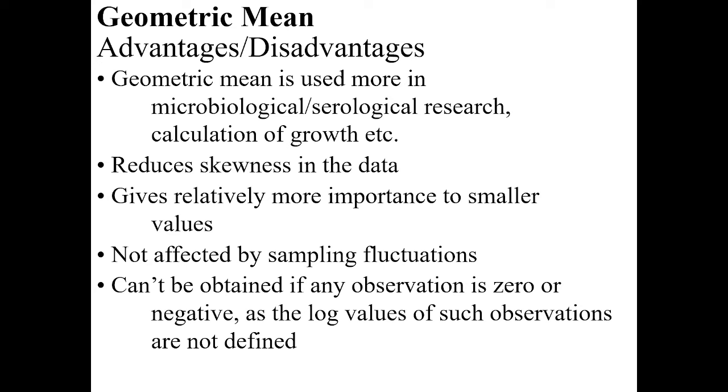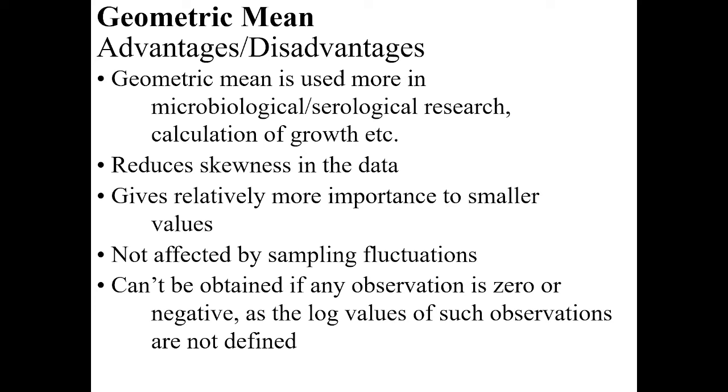So now we will talk about the advantages and disadvantages of the geometric mean. It is used more in microbiological, serological research or even calculation of growth. This is very useful because they are all positive, non-negative numbers. The range is very high, and because the range is high, the distribution is likely to be widely varying and skewed, which can be helpfully analyzed by using the geometric mean. Because, as I said, the log transformation reduces the skewness in the data. So you get more stable estimates which are easily translatable for further work and interpretations.